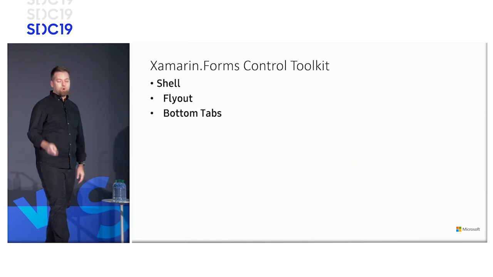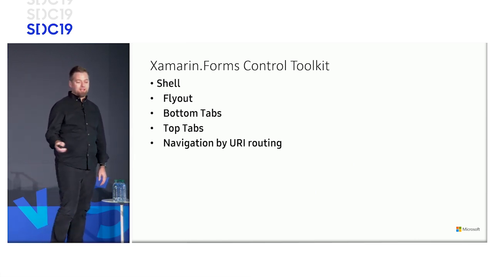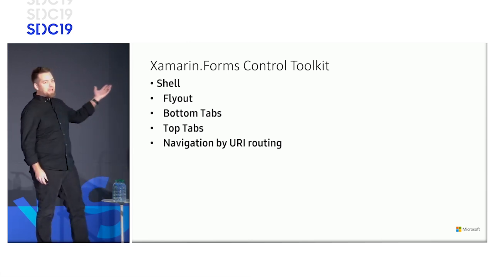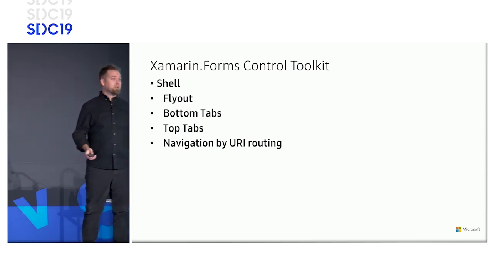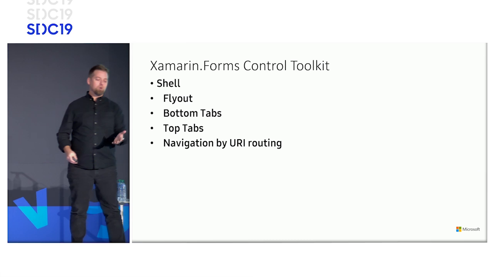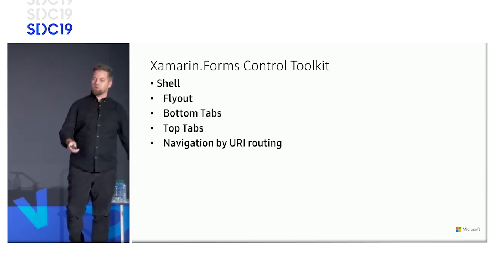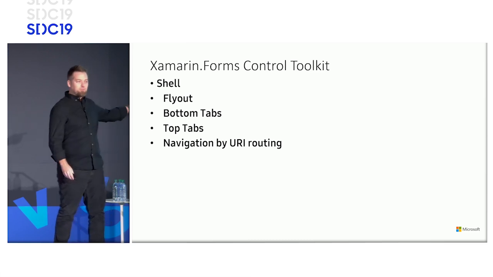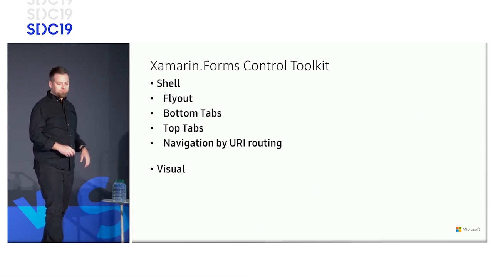You get a flyout, or you can have bottom tabs, or you can have top tabs, or you can actually have a combination of all of them, and then you can navigate with URI routing. URI routing is a very popular way to push to any segment within your application and not worry about the backstack if you don't want to, but if you need to worry about the backstack, you can do that. If you want more information about Shell and all the details about that, feel free to go to the documentation. You can follow me on Twitch. We're continually putting out resources and samples.